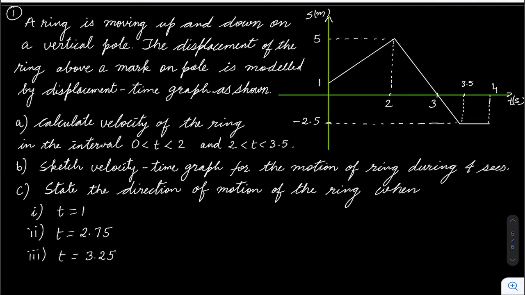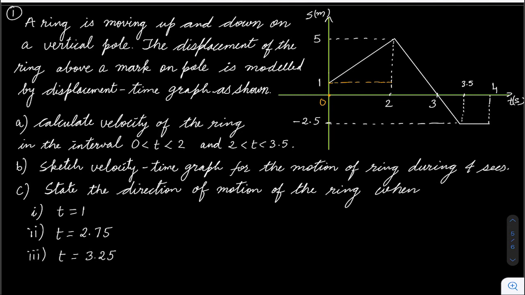First thing, velocity in a displacement-time graph is nothing but the gradient. From 0 to 2 seconds, my graph is a straight line, and for a straight line there is only one gradient. So it means velocity is constant. So we can say from 0 to 2, my velocity is constant. And for finding the value of the velocity, I will have to find the gradient.